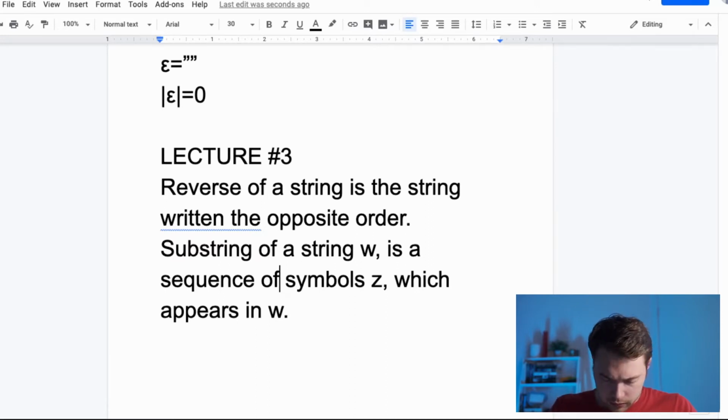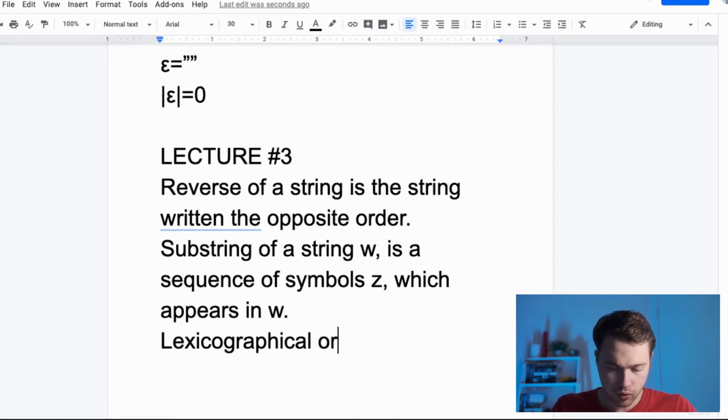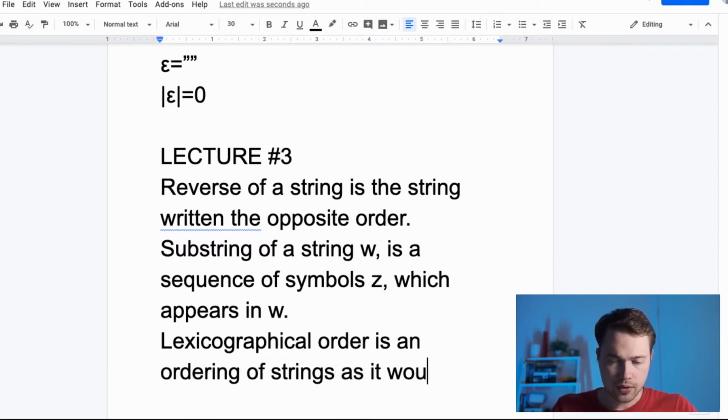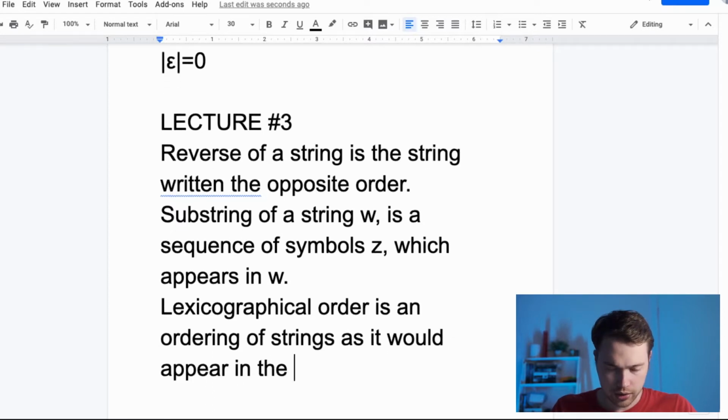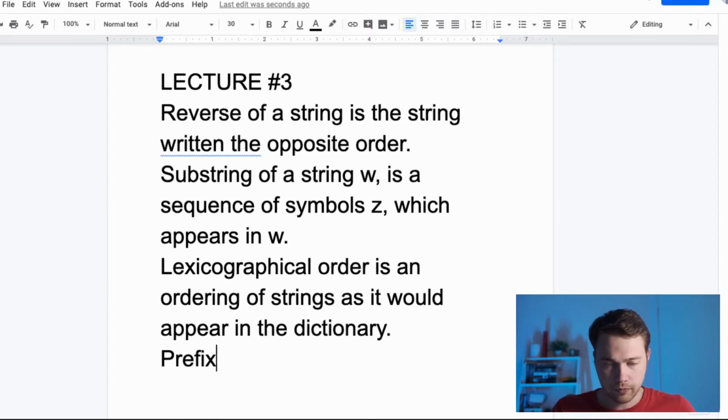Okay. Yeah. Let's get to another definition. Okay, so lexicographical order is an ordering of strings as it would appear in the dictionary. So basically alphabetical order, right? Now prefix. What is a prefix?